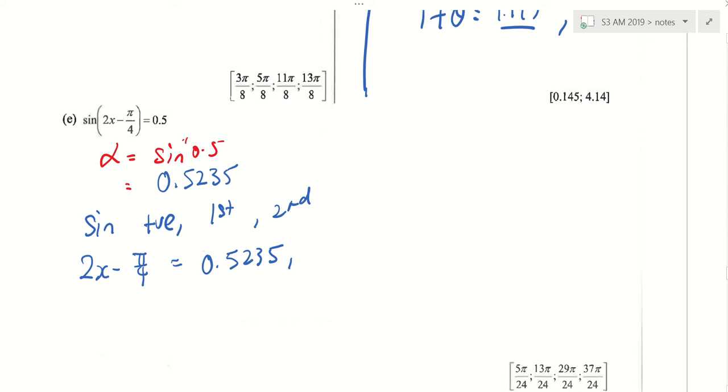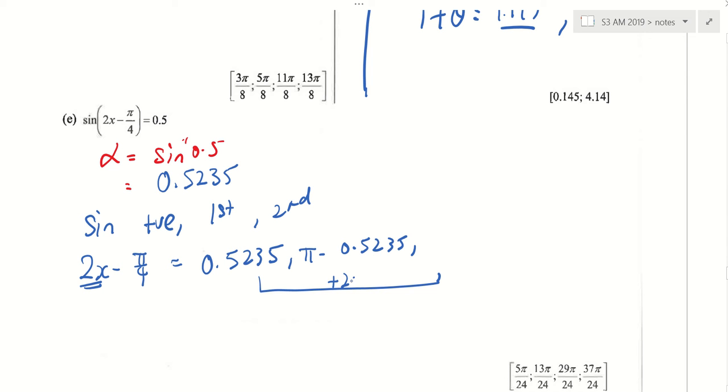Why? Because there's 2x. 2x means there are 4 answers. Yes, you have to. I don't care whether in front or behind there is the minus pi over 4 or not. Once you see 2x, you go and plus 2 cycles. Okay, so what's the next answer? Correct. 2 pi plus 0.5235. Very good. Plus 2 pi.